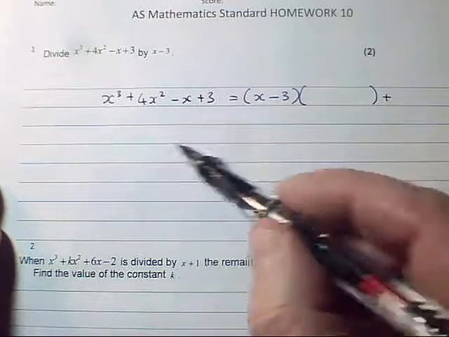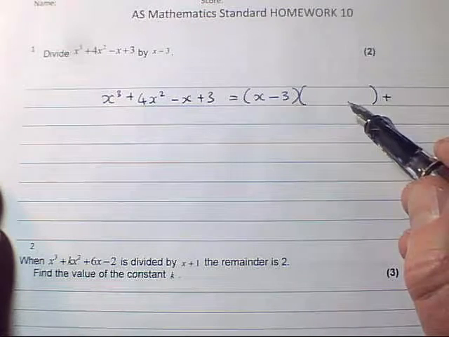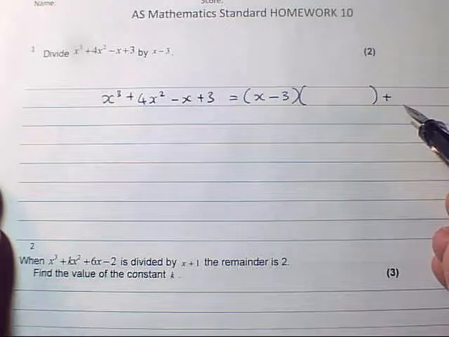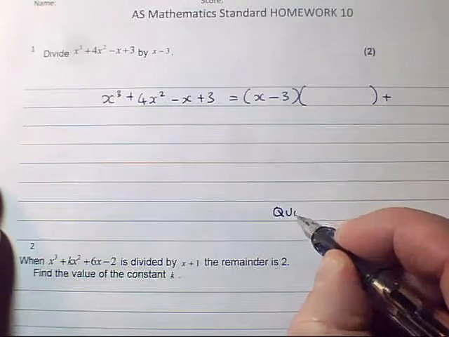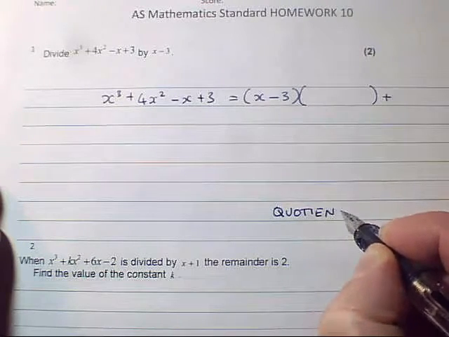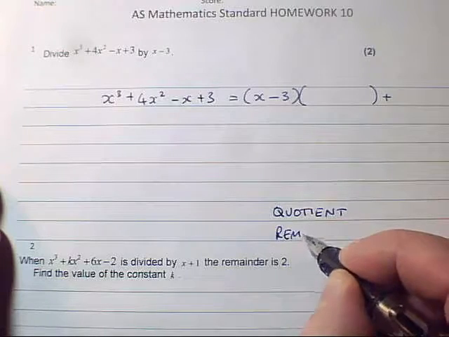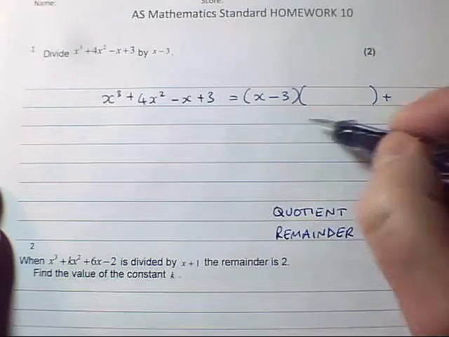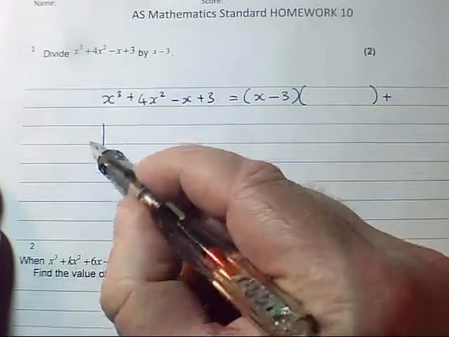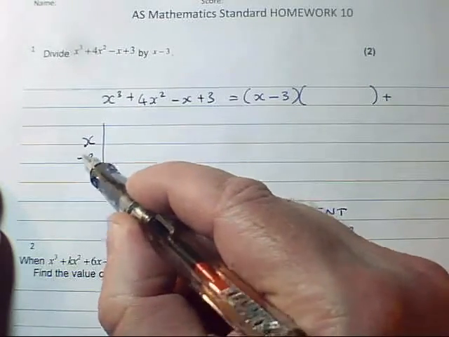So one way of giving the answer is just to give this line here with the bracket filled in and the remainder inserted. Another way to do it is to state at the end what the quotient equals and what the remainder equals. So to do that, you need to set up the grid. So this multiplication would be a grid. We'd have x minus 3 down the side.